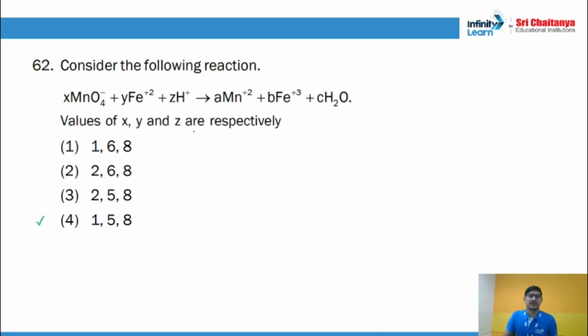Consider the following reaction. The values of X, Y, and Z are respectively. Then you will have to balance this reaction. Okay. Permanganate is in +7 state here, and manganese in +2. It's gaining 5 electrons, whereas iron is going from +2 to +3. It is only losing 1 electron. Okay. So the loss in electron is 1, whereas the gain in electrons is 5.